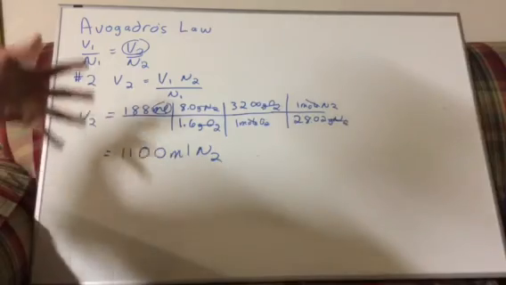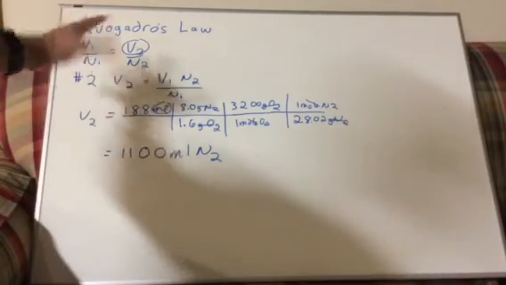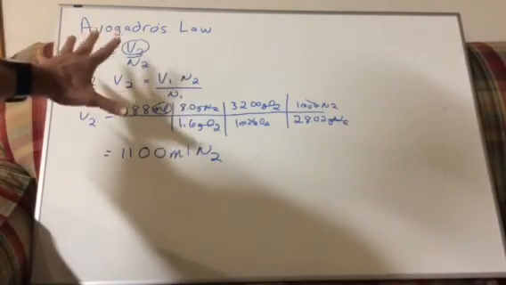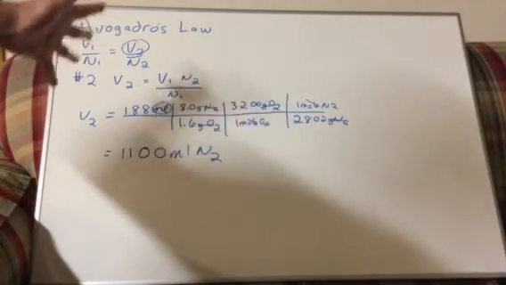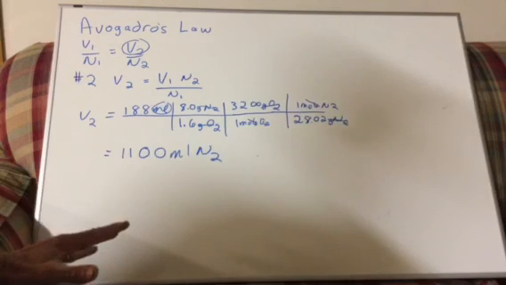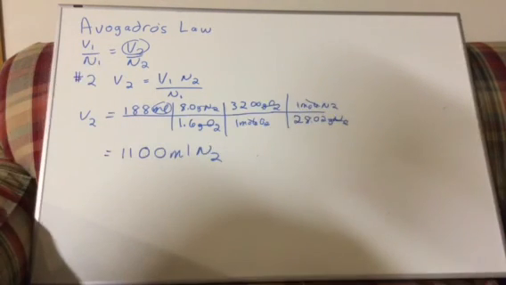And so on the other problems, most of them are already in moles. A couple of them you have to convert, but if you're picking them, you don't have to pick those, but you may want to pick one of them just to give you an opportunity to look at that. So this is how you do Avogadro's law.